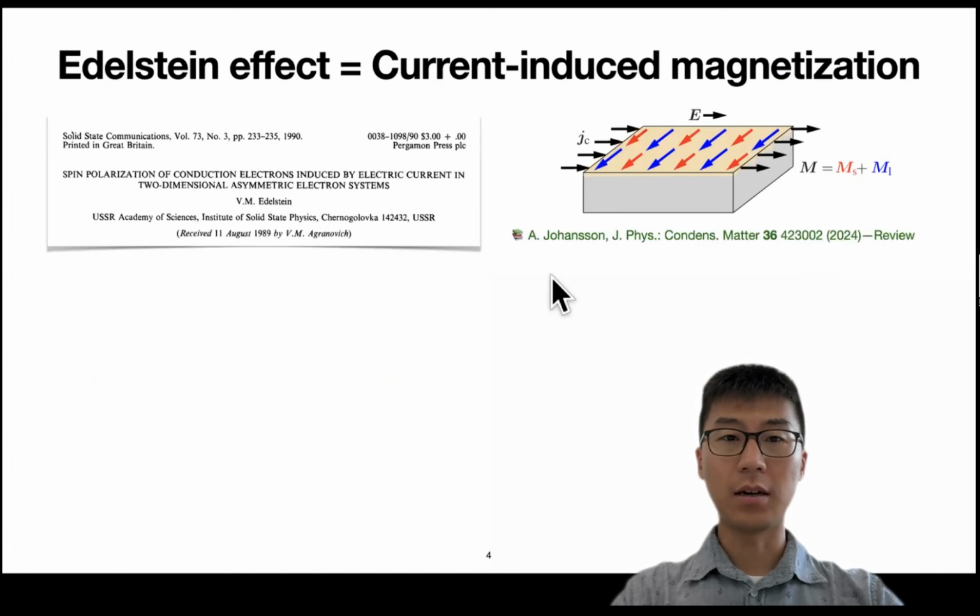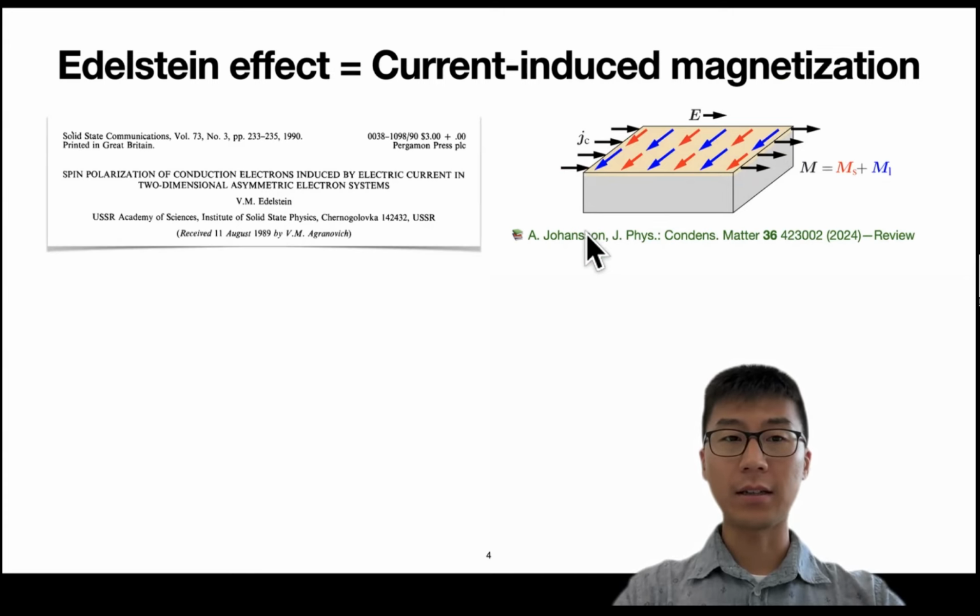So now let's start with the Edelstein effect. The Edelstein effect was first introduced in the following paper by Edelstein in 1990. The phenomenological definition of the Edelstein effect is induced spin or orbital magnetization by electric current or electric field, as is schematically shown in this figure that I have taken from a very nice review written by Annika Johansson in 2024.